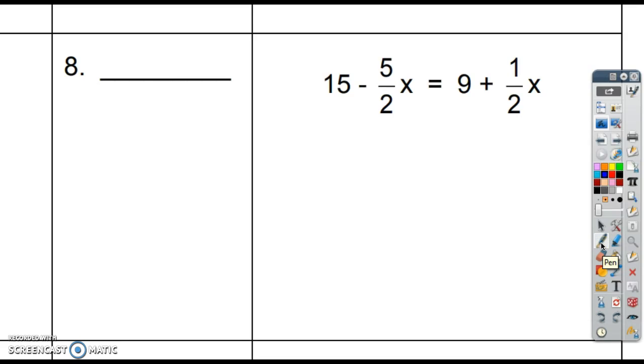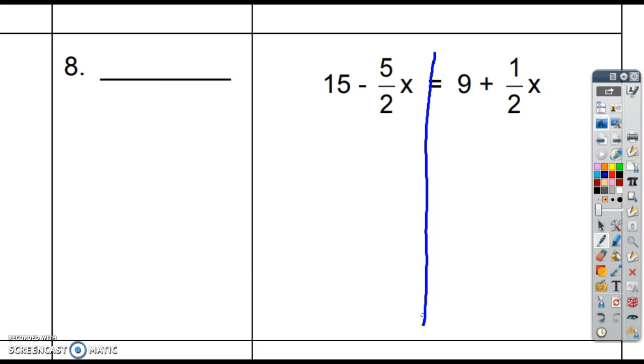The next one I'm going to do is number 8. Again, I'm going to draw my line through the sides. On this problem, I have nothing to distribute. Remember our rules, the first thing I'm looking for is to distribute. I have nothing to distribute. On this side, I have nothing to combine, and on this side, I have nothing to combine.